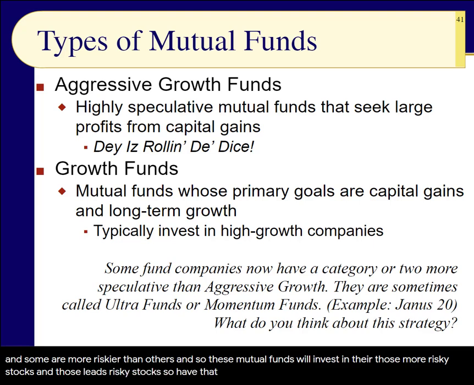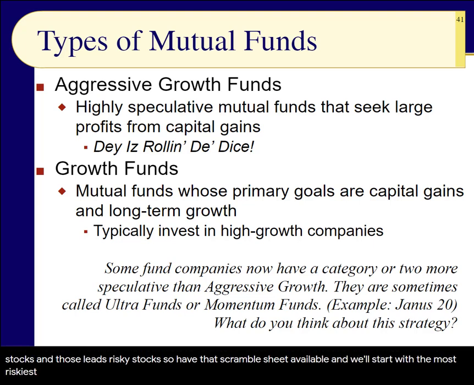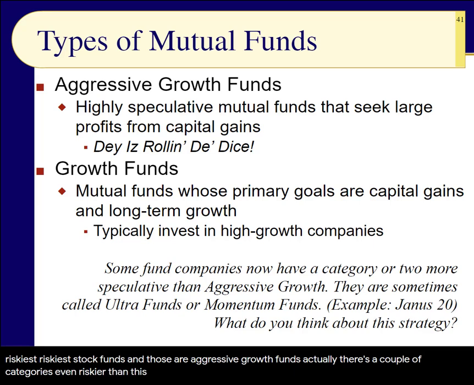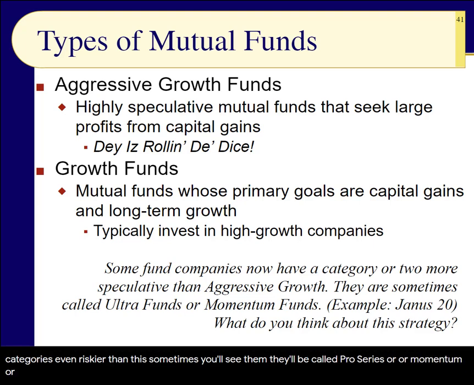So have that scramble sheet available. And we'll start with the riskiest stock funds. And those are aggressive growth funds. Actually, there's a couple of categories even riskier than this. Sometimes you'll see them, they'll be called Pro Series or Momentum or Ultra. I'm not a big fan of these.